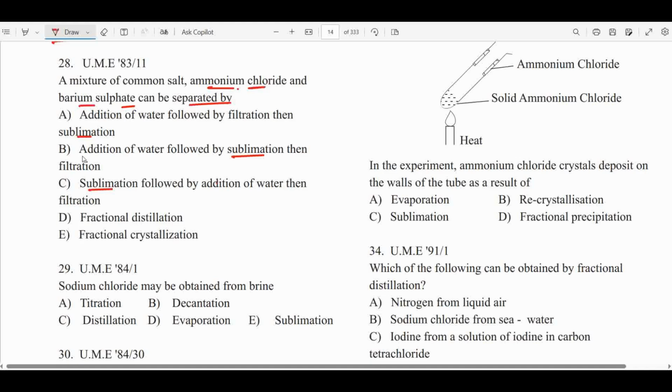Then if you add water, the water would dissolve the sodium chloride. Right. And after that, you can then remove by filtration. So sublimation will start first, followed by filtration. So the answer to this would then be C.